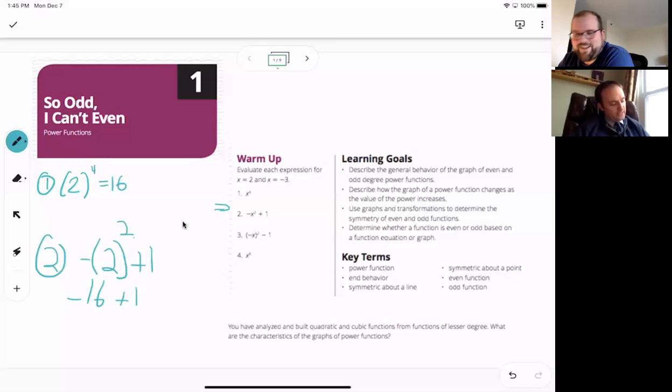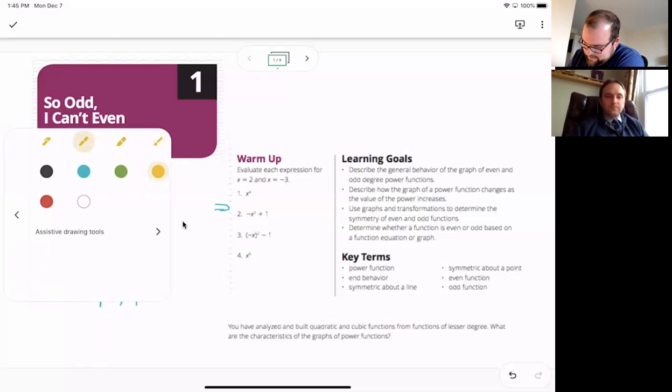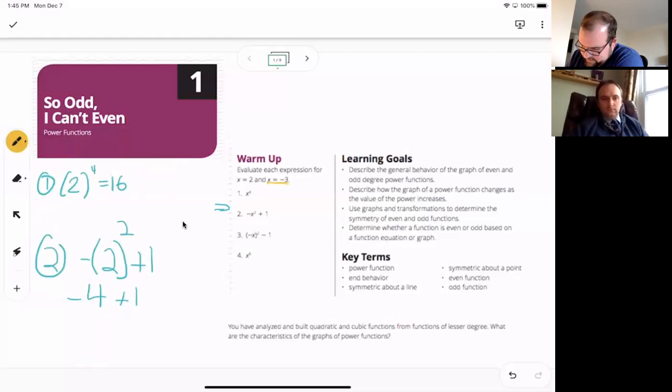But same idea. That's what I want to talk about. Good thing that you know how to pay attention to numbers. And then looking at the second part of that, let's plug in negative 3 as well. Negative 3 to the fourth.